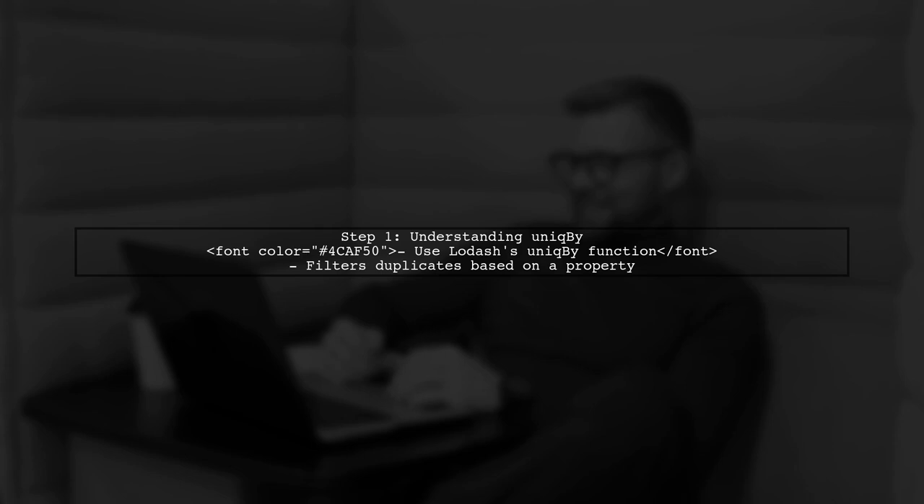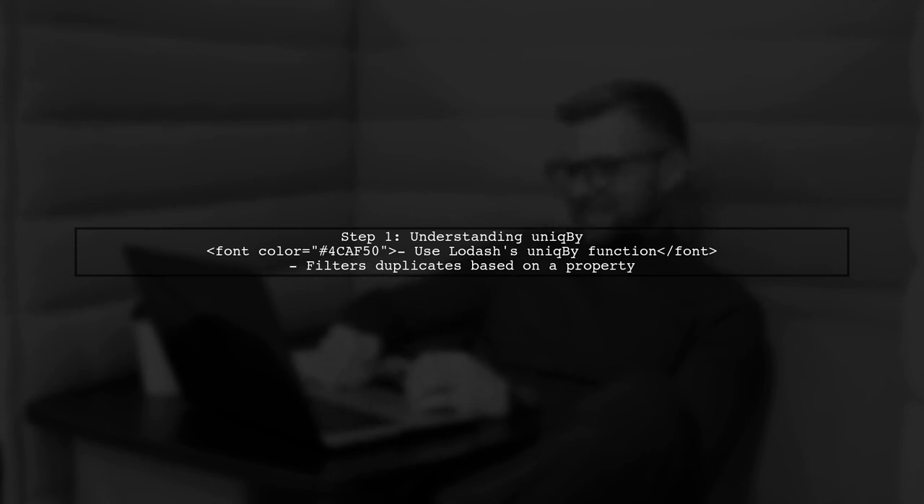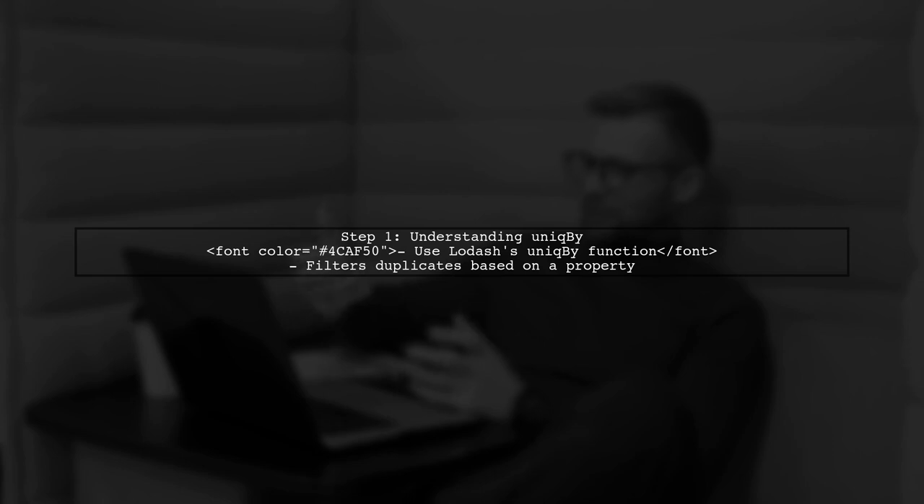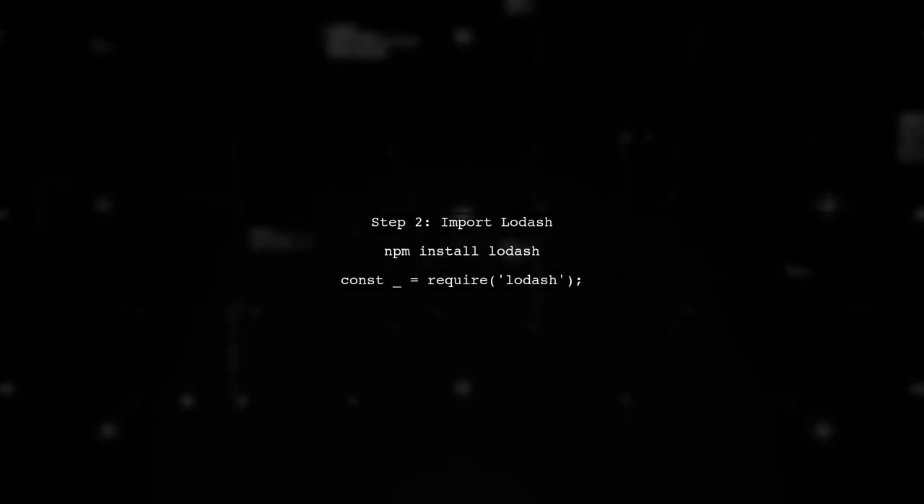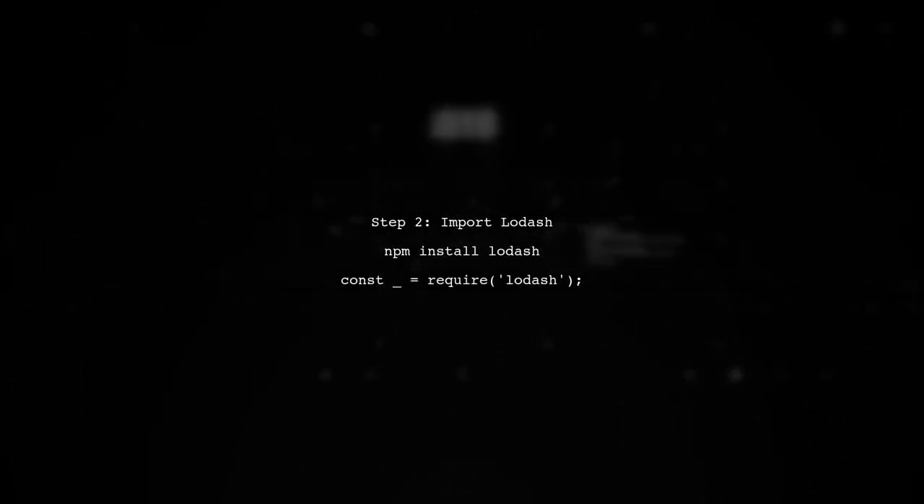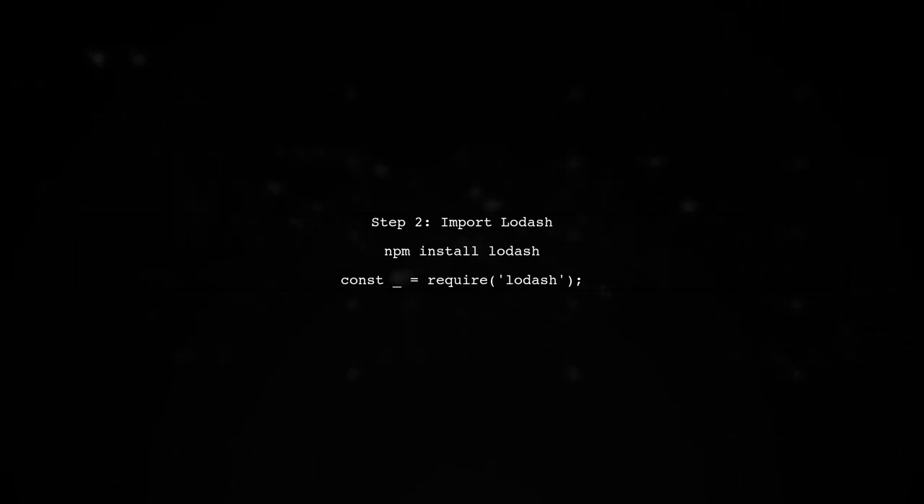To achieve a unique nested object array using Lodash version 4, we will utilize the uniqBy function. This function allows us to filter out duplicate objects based on a specific property. Let's start by importing Lodash into our project. You can do this by running the following command in your terminal.